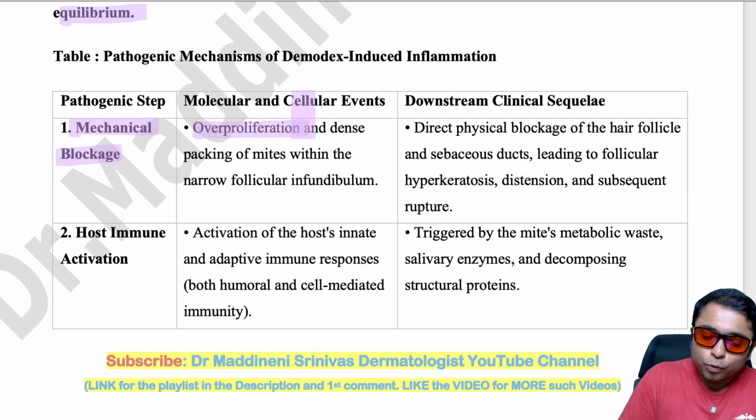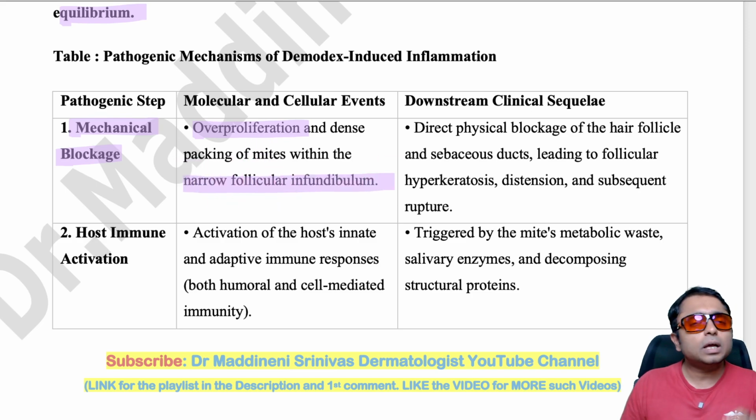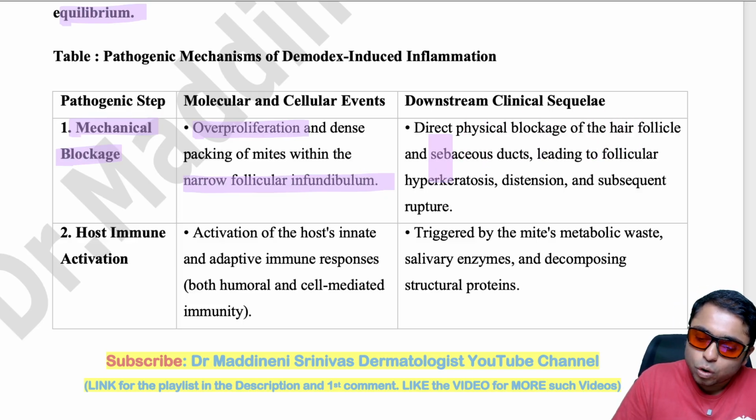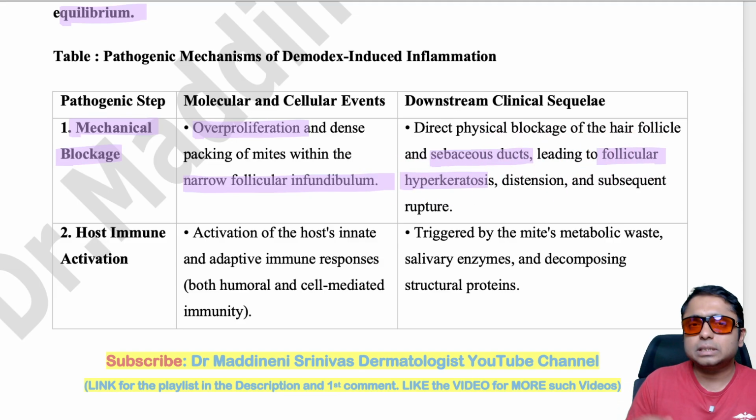So there will be over proliferation and dense packing of the mites within the narrow follicular infundibulum. So there is a small opening from which the hair follicle is coming out, so that will be completely blocked. So this is going to cause the sebaceous ducts also to get blocked, and also it will lead to follicular hyperkeratosis, distension and subsequent rupture. Ultimately the follicle will rupture, right?